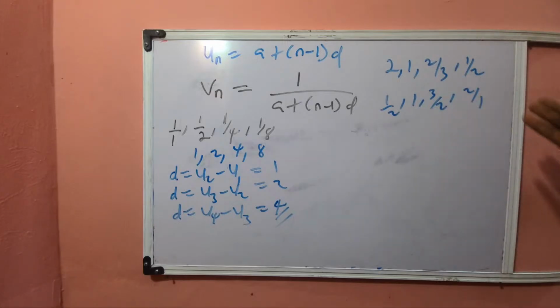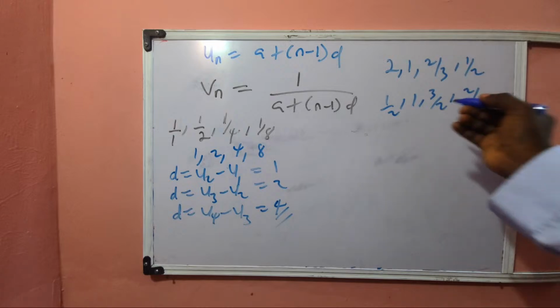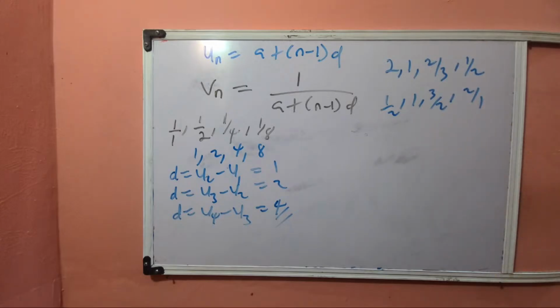So let's see, does this give you an arithmetic progression? Let's see. What is 1 minus 1 over 2? It gives me 1 over 2. Okay. What's 3 over 2 minus 1? Okay. And what is 2 minus 3 over 2? Do you see something right here, guys? This is a harmonic sequence.